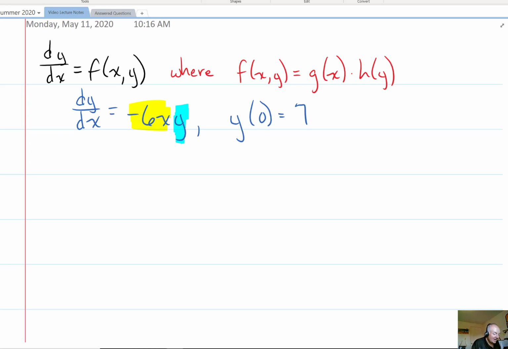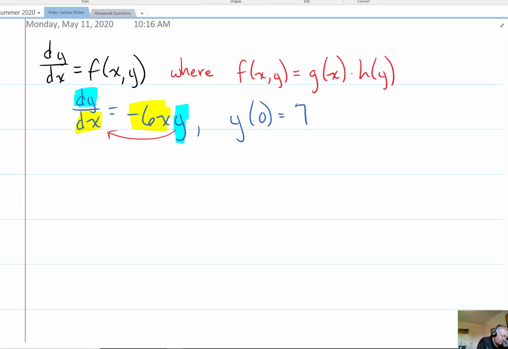So the way this works is, the title of it tells you what you're going to do. You want to separate the x's from the y's. You want to get all of the x terms, including the dx, on one side, and all of the y terms, including the dy, on the other side. Right? So get all the x terms on one side, get all the y terms on the other side, and that's your first step.